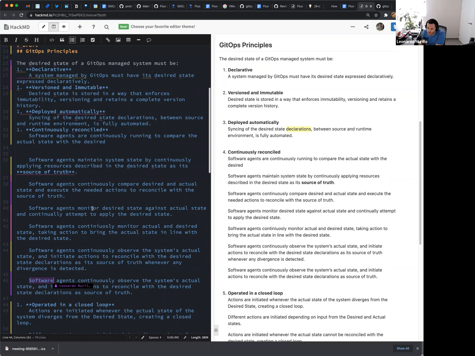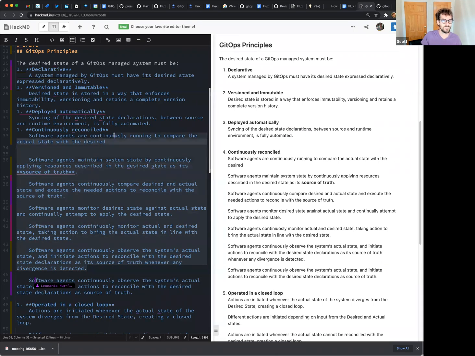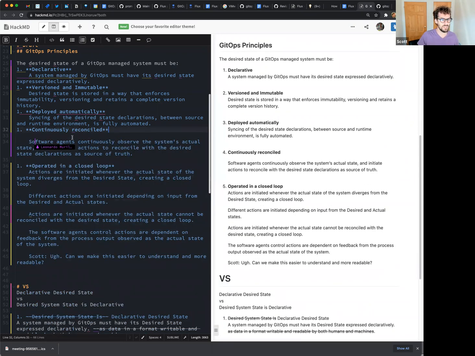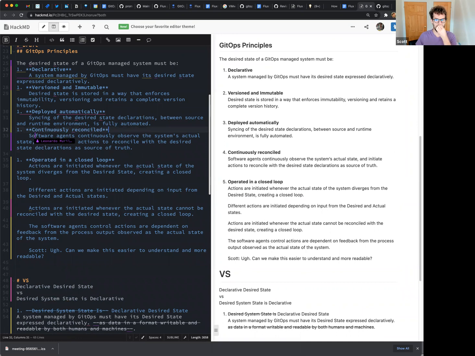If we were to remove another word, to make it shorter, you can remove desired state and just say declarations if you want. That's cool with me. Software agents continuously observe the systems. No, okay, this actually is better now that you removed that. I think Software agents continue to observe the system's active state and initiate actions to reconcile made it better because it was too long and I knew it. And you're right. I would like to make it even shorter, if at all possible.